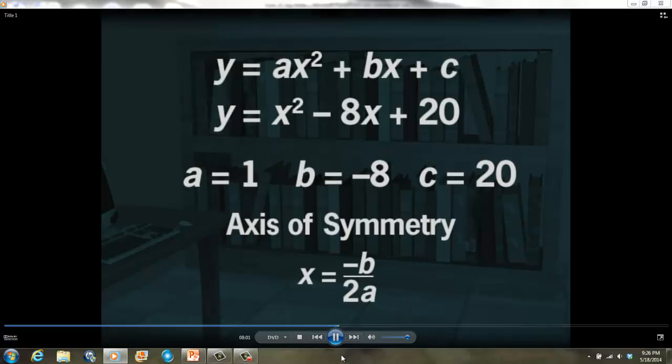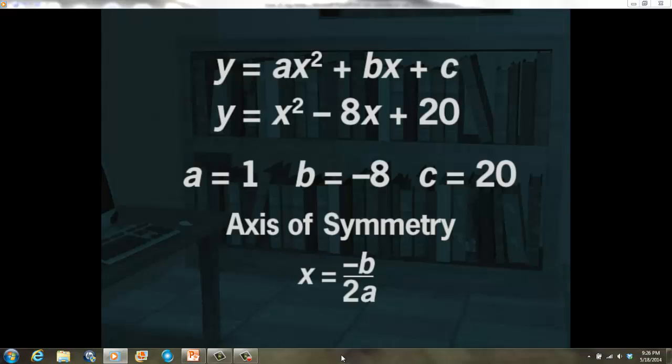Where'd that come from? Is that some kind of math magic? Even though mathematics is magical, I didn't use mathematical magic. I'll explain where the equation for the axis of symmetry came from in another lesson. But for now, let's use this equation. You'll see that it works.